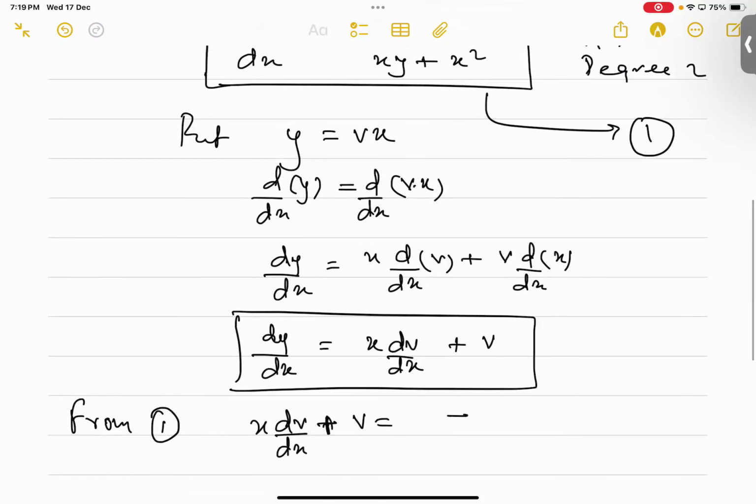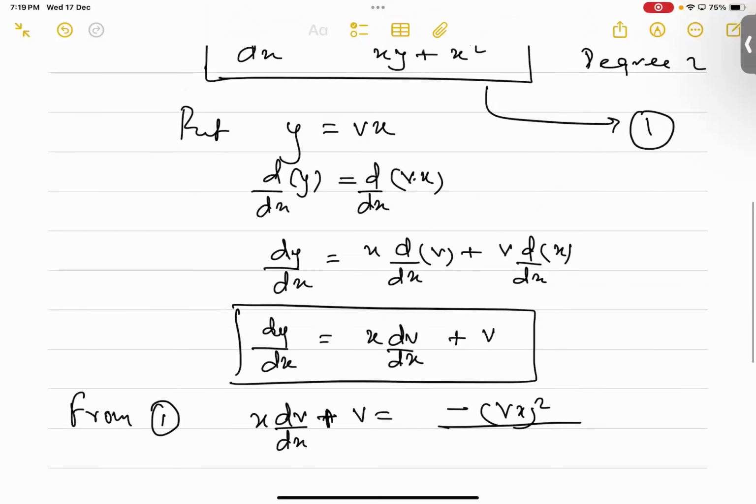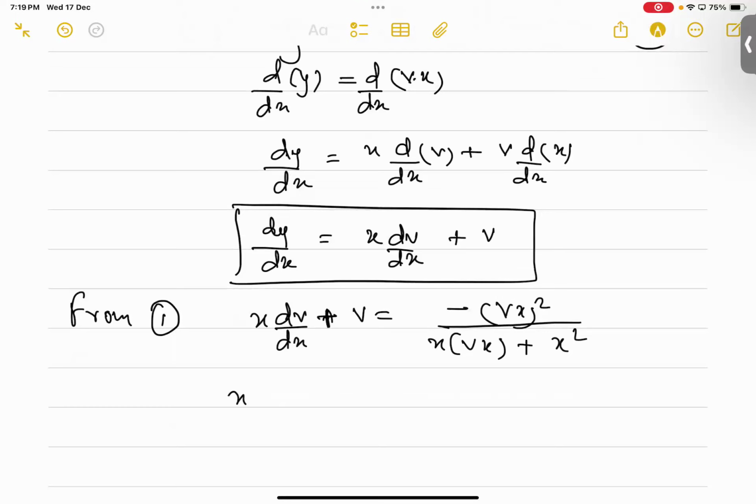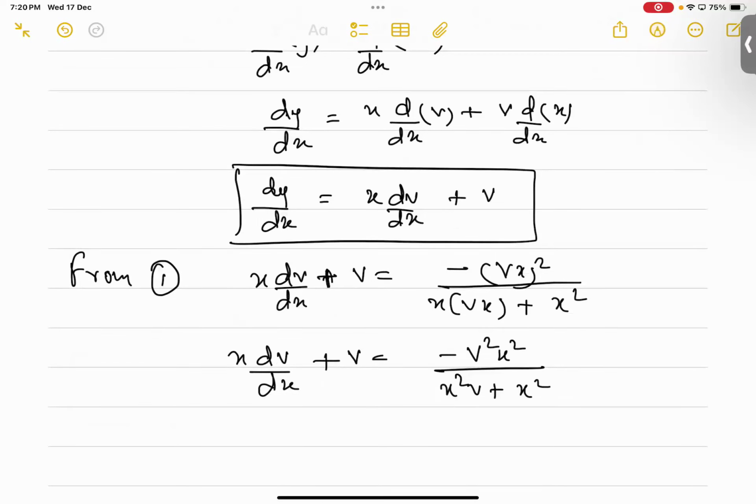Okay. Minus y square. What is y square? vx the whole square. Correct? Put the value of y as vx. x into vx plus x square. x dv by dx plus v minus v square x square, x square v plus x square. I said you yesterday that something will get cancelled on the right hand side when we are doing HD. So minus v square x square cancel. 1 plus v square.